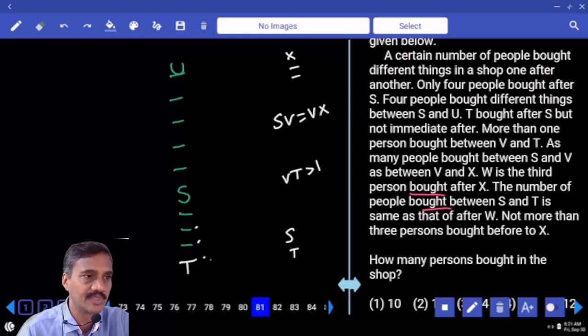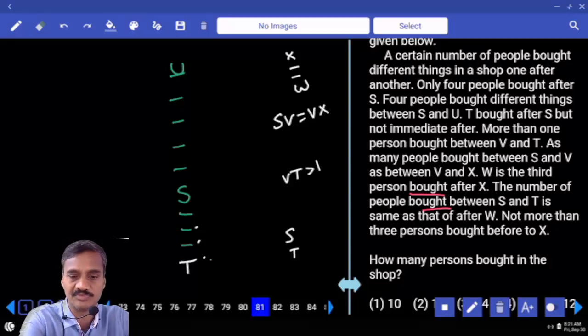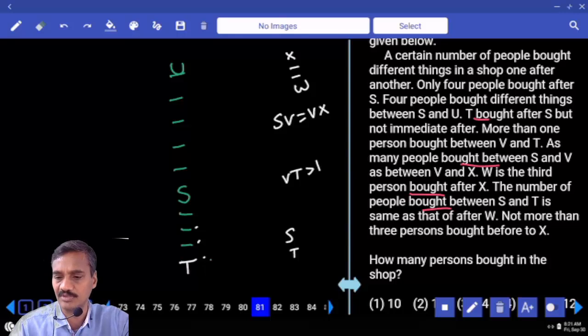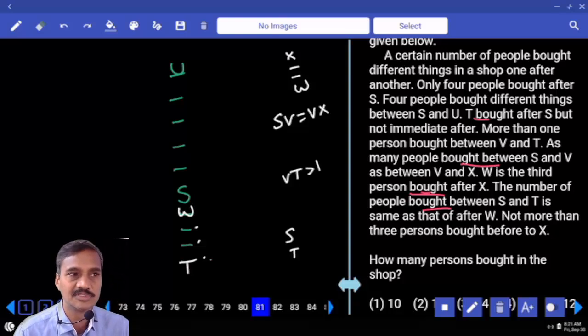T must be here. Now T is here. And how many persons after this one? There is no person after this one. We have one piece of information here. What is that information? The number of people between S and V equals V and X, and W is the third person after this one. And the number of people between S and T is the same as after W. S and T, how many people? 3 people. And so after this W, we need to have exactly 3 people.